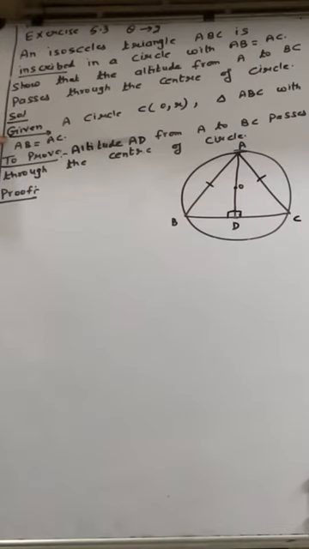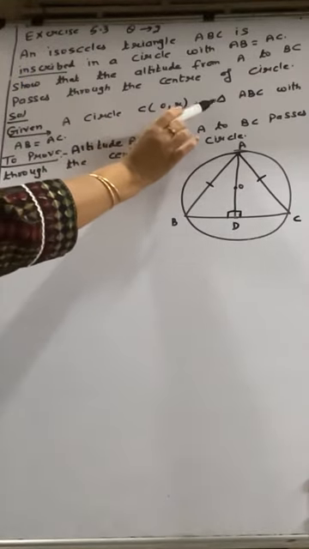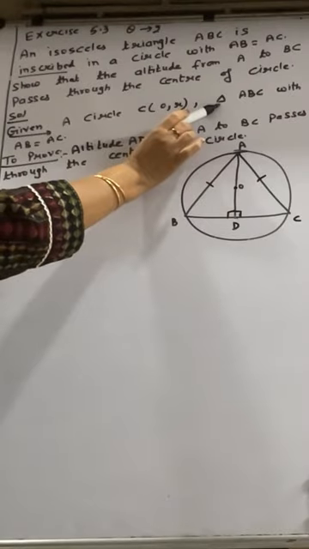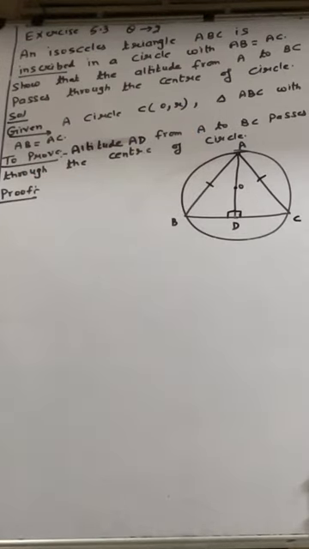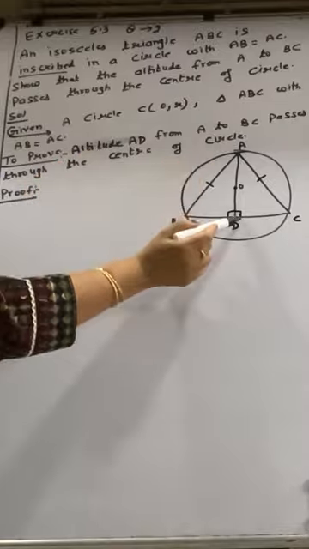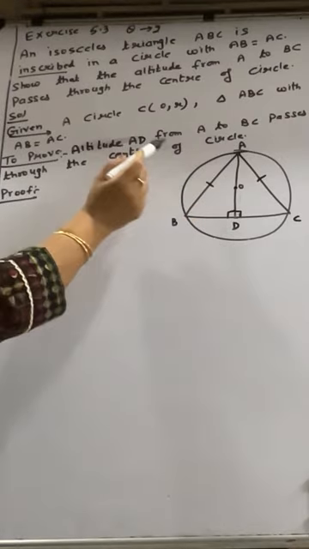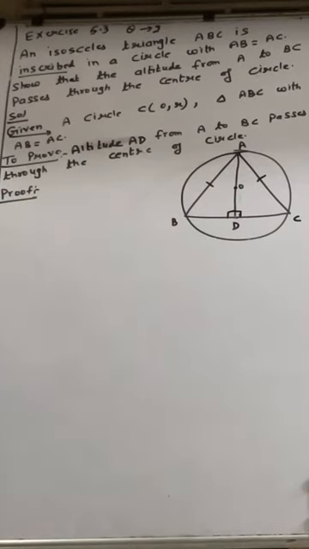So given a circle C with center at O and radius R, and what is the second thing given? Triangle ABC with AB equal to AC, that is given. But we have to prove the altitude AD from A to BC passes through the center of the circle. What is the name of this altitude? AD. We have to prove it, right?